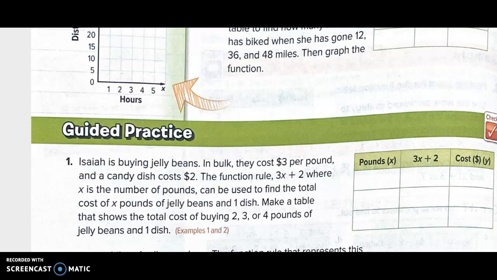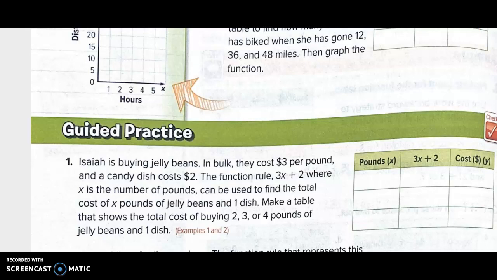All right, number 1. Isaiah is buying jelly beans in bulk. They cost $3 per pound and a candy dish costs $2. The function rule 3x plus 2, where x is the number of pounds, can be used to find the total cost of x pounds of jelly beans and one dish. So make a table that shows the total cost of buying 2, 3, or 4 pounds of jelly beans and one dish.